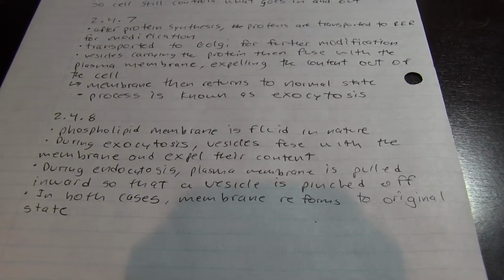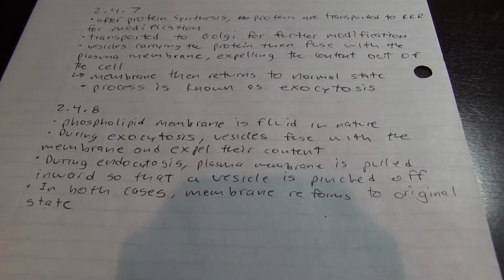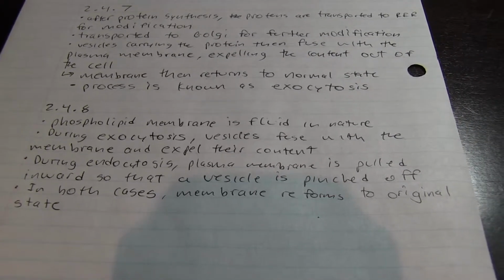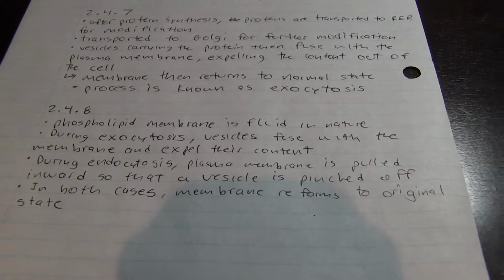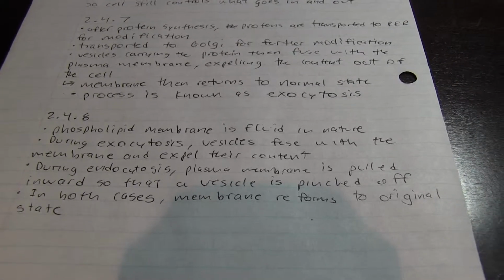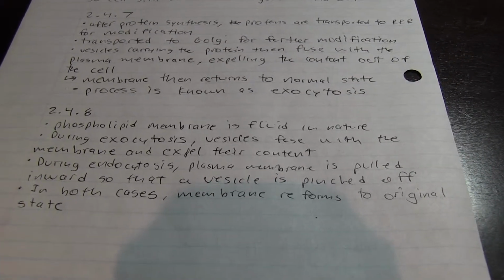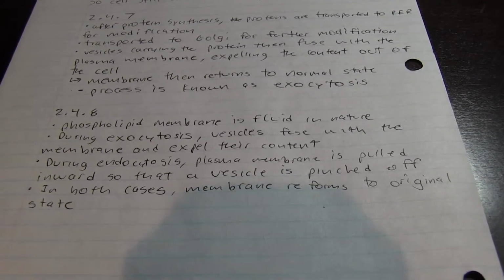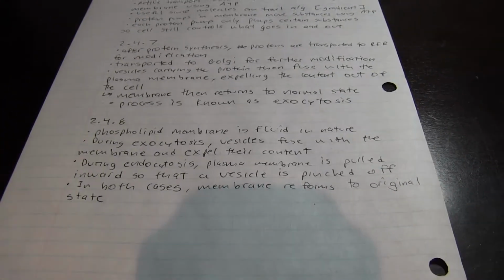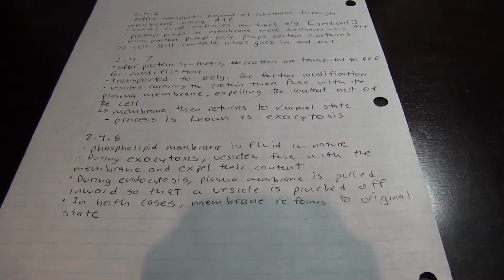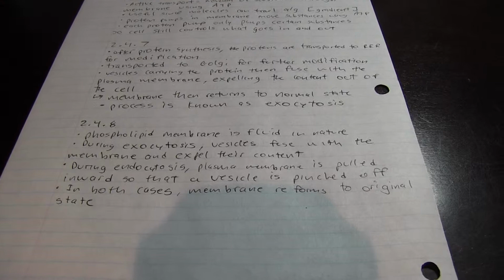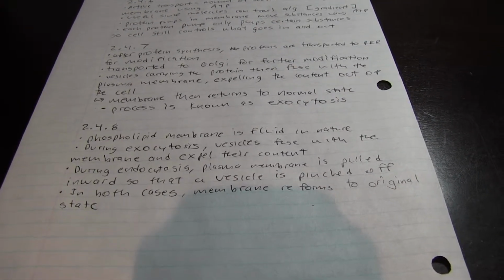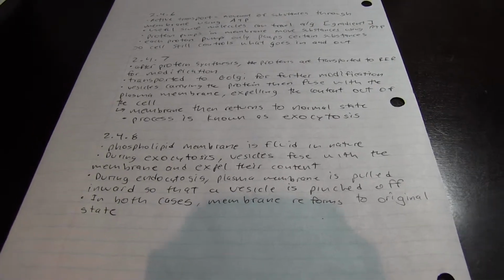Endocytosis probably should be a bit more clear. Exocytosis is when content is leaving the cell. Endocytosis is when it's entering the cell. So the plasma membrane is pulled inward, and a vesicle is pinched off with the molecule. A large molecule will just approach the membrane, go through, and a vesicle will form around it and get pinched in. In both cases, the membrane reforms to its original state because of the fluidity, it's not rigid. It'll literally just reform together. And both endocytosis and exocytosis are forms of active transport, and therefore they require ATP.